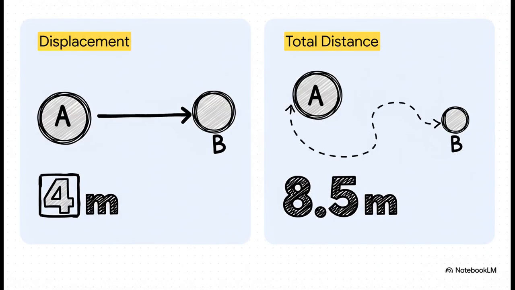And this answer actually highlights a really important difference between displacement and total distance. The integral gives us the net change. What happened here is the car moved forward for a bit, and then it actually reversed. So, while it covered a total of 8.5 meters of ground, its final position was only 4 meters from where it started. The integral nails that net result perfectly.